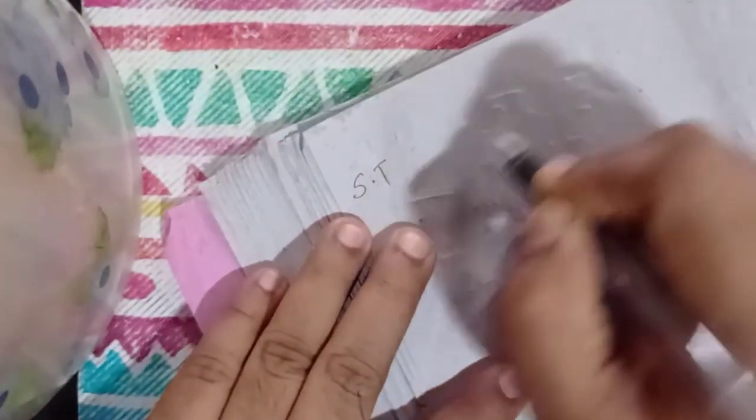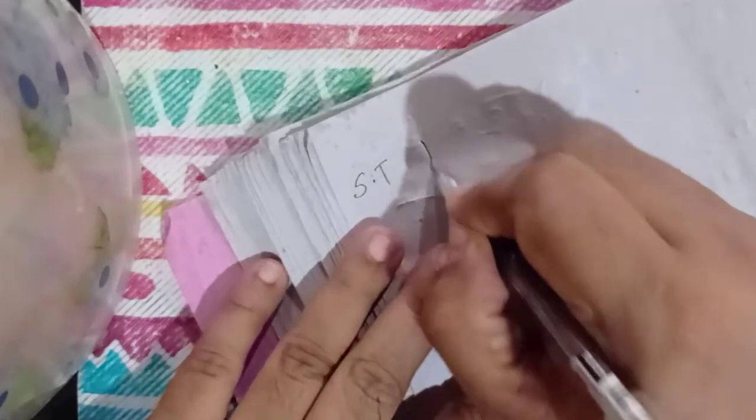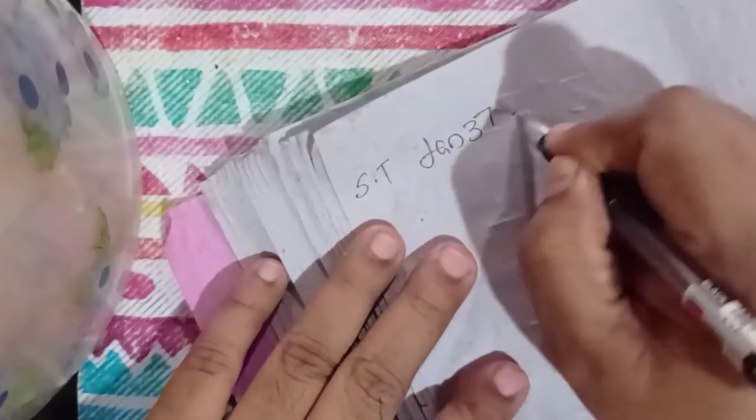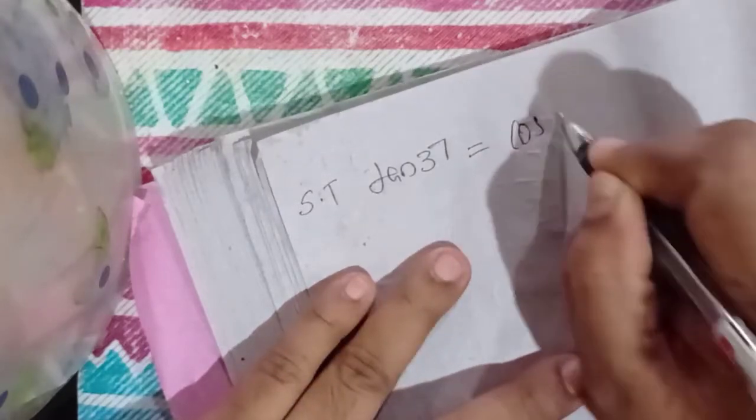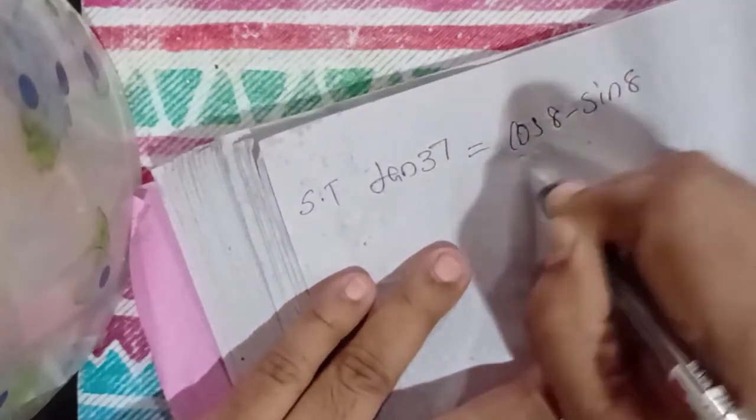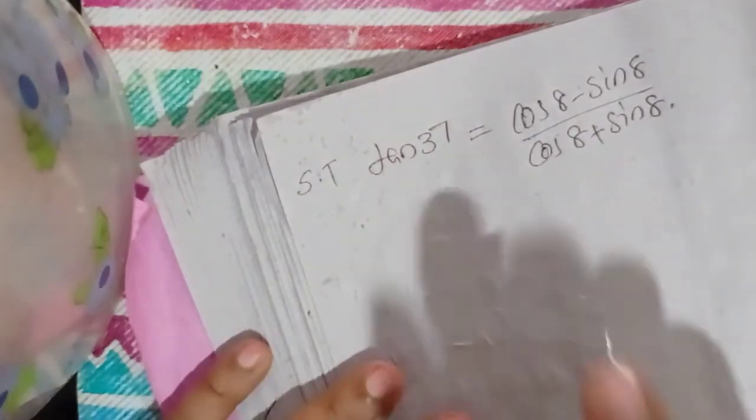Write down. Show that tan 37 is equal to (cos 8 minus sin 8) by (cos 8 plus sin 8). Tan 37 is cos 8 minus sin 8 by cos 8 plus sin 8.